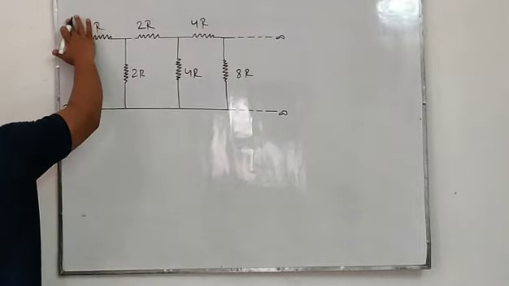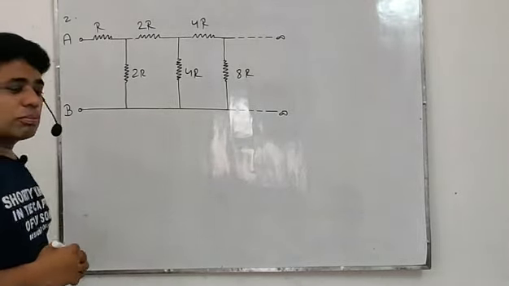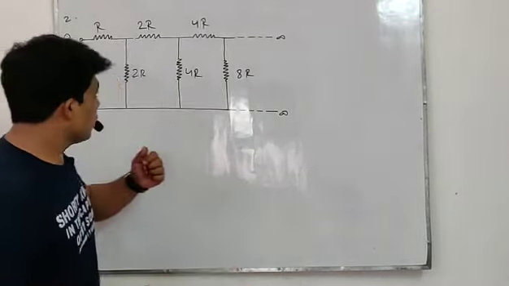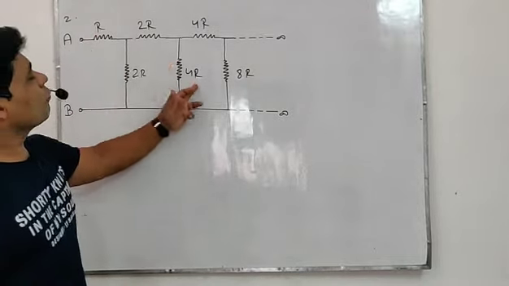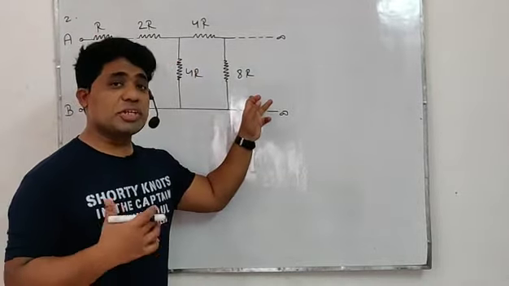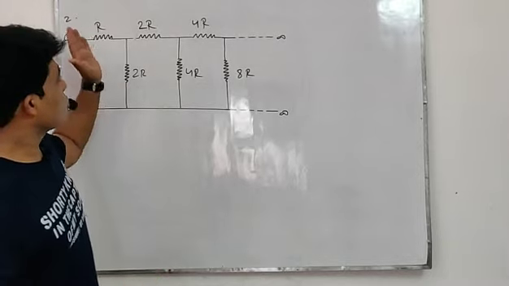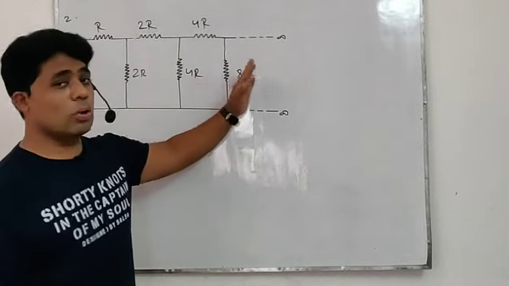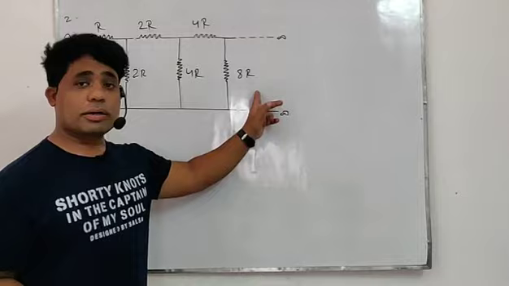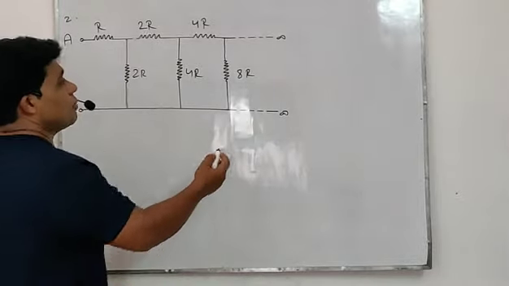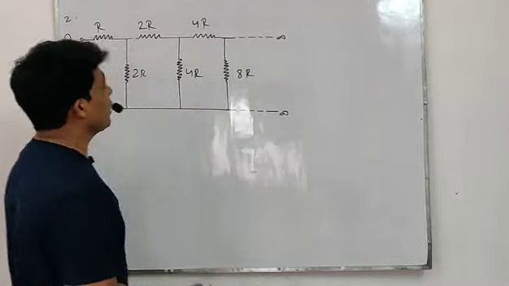Okay. Look at the second question. Same question but in a different way. R, 2r, 2r, 4r, 4r, 8r. See the difference. Last time it was okay only 2r, 2r, 2r, but see 2r, 4r, 8r. It becomes double. So same, it leads to infinity. We'll solve by same method.